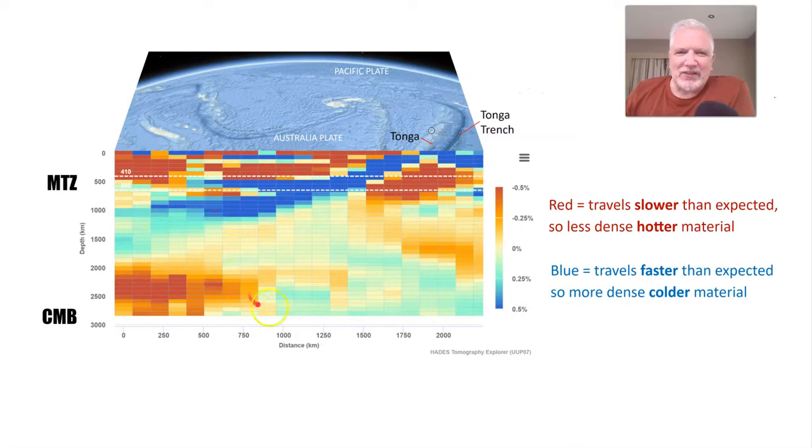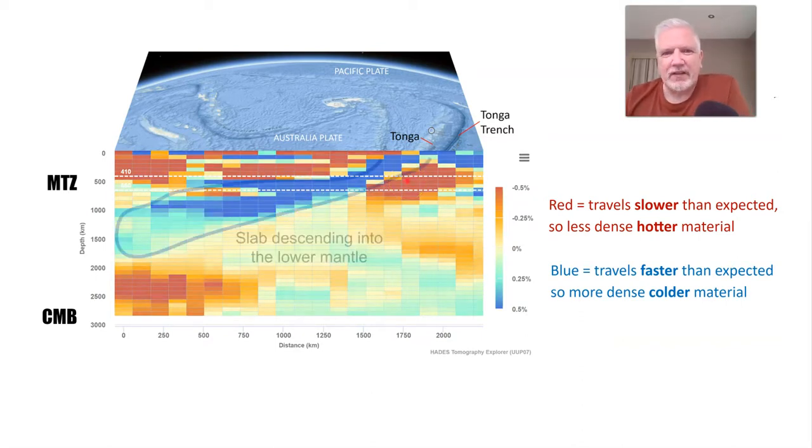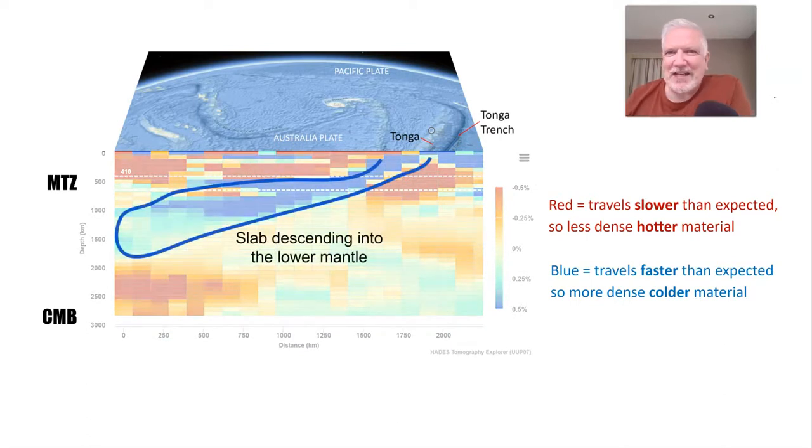What shapes and patterns do you see here? Now remember our setting. We have got a destructive plate margin there, a convergent margin, the Tonga Trench here. So the Pacific plate is subducting down underneath the Australian plate. Can you picture in your head what a cross-sectional profile would look like? Can you see through this seismic tomography scan the slab of the subducting plate descending into the mantle?